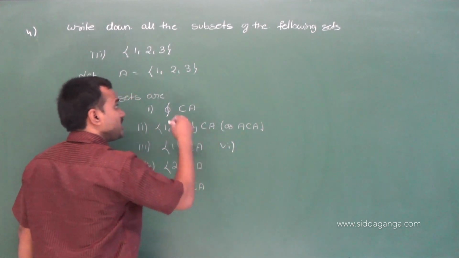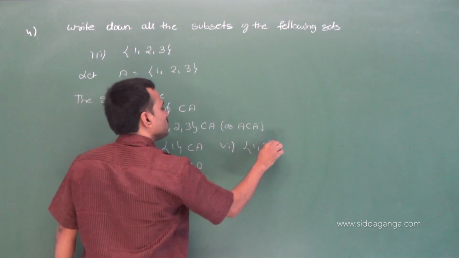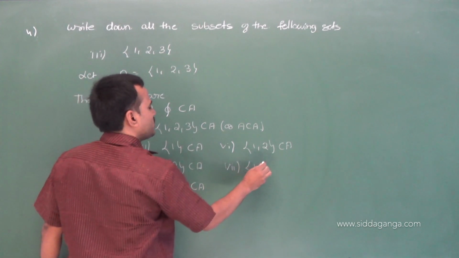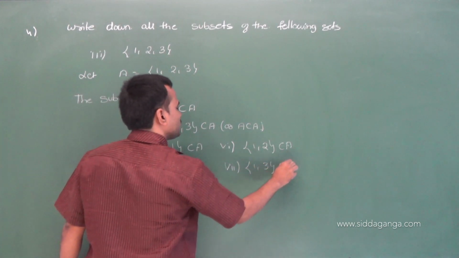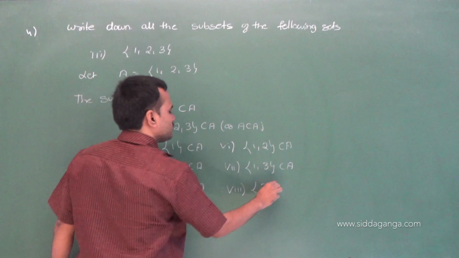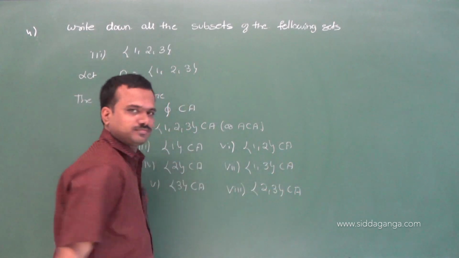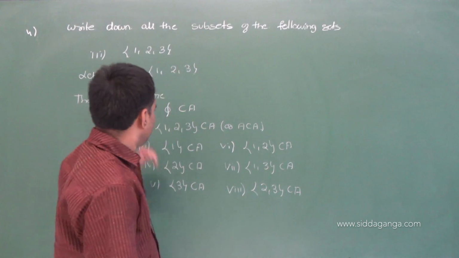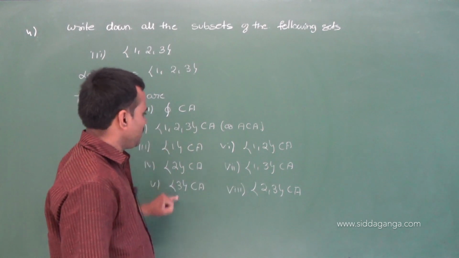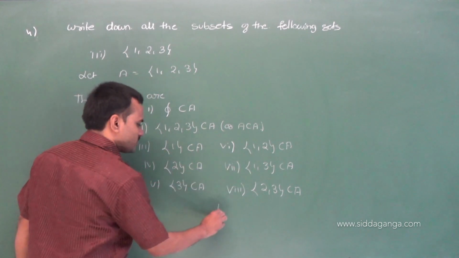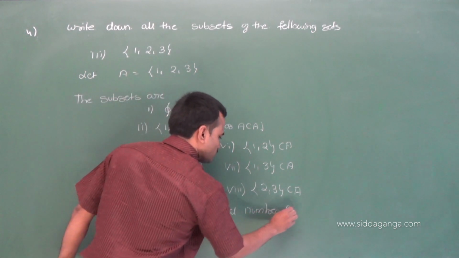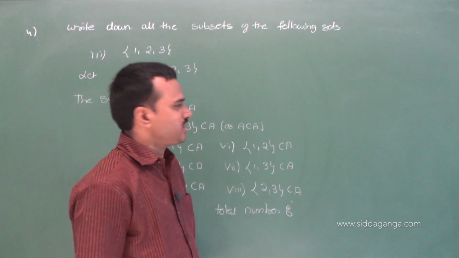Sixth one, set containing 2 elements, {1, 2}. No doubt it is a subset of A. Seventh one, {1, 3} is a subset of A. Eighth one, {2, 3} is a subset of A. So the subsets are, up to the set itself, single elements, 2 elements. Total number is 8. Total number is 8. Understand? Fourth question.